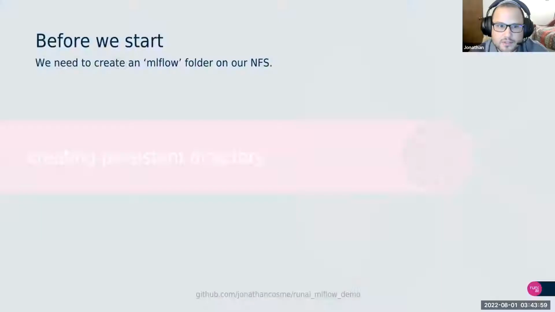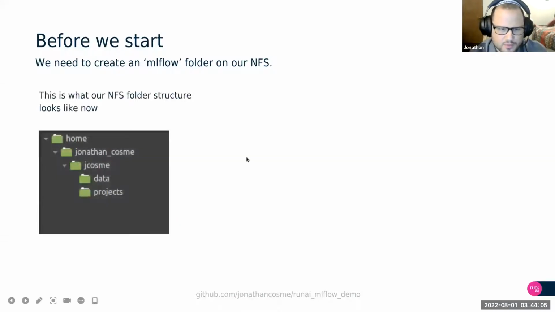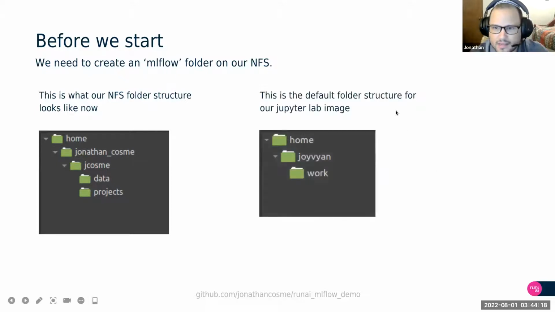So the first step is to create an mlflow folder on our NFS. This is what my structure looks like now. This is mainly where I work from. I've got a data folder, and then I've got a projects folder within this directory. So that's my NFS. And then this is the default folder structure of Jupyter.